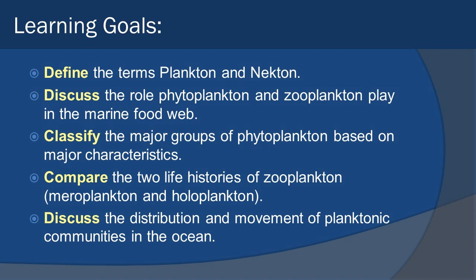Here are the learning goals. First off, very simple, define the terms plankton and nekton. Basically, be able to differentiate between the two. Discuss the role of phytoplankton and zooplankton within the marine food web. Classify the major groups of phytoplankton based on major characteristics. Compare the two lifestyles of zooplankton, specifically meroplankton and holoplankton. And of course, discuss the distribution and movement of plankton communities in the ocean.